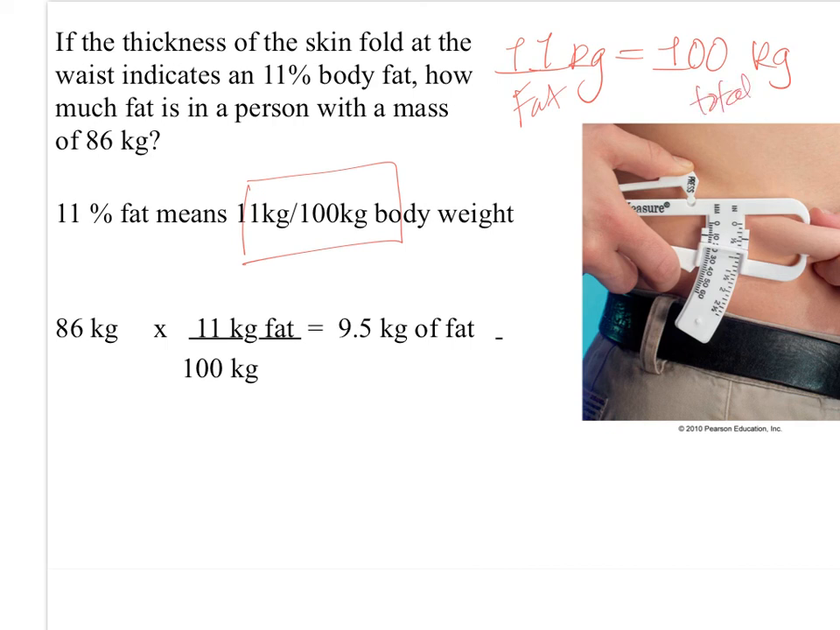Okay, so you use that equality as your conversion factor. If you have a patient with a mass of 86 kilograms, how many kilograms of that is fat? Well, the conversion, kilograms total, or body mass, goes on bottom. Kilograms fat goes on top, because that's what we want. Multiply if it's across the top, divide if it's on the bottom. And out of that 86 kilograms of body mass, 9.5 kilograms is fat.